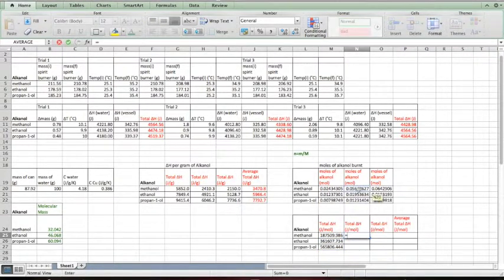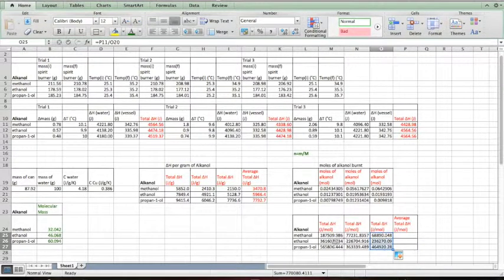Okay, similar thing here. Equals delta H divide by number of moles, enter, drag it down. Delta H divide by number of moles, enter, and drag it down. Now you can see that we're getting quite large numbers, so it would make sense to change this to kilojoules per mole. We'll do that after we average it.